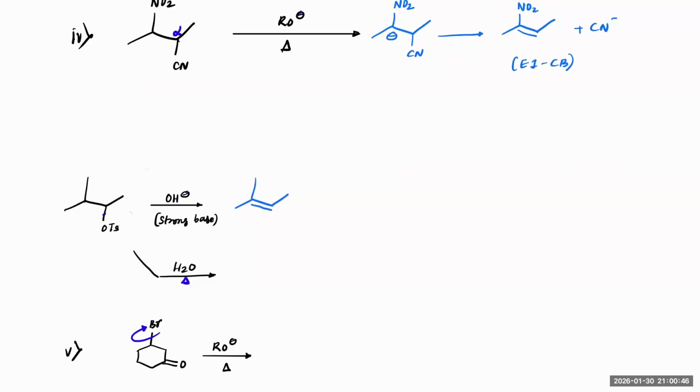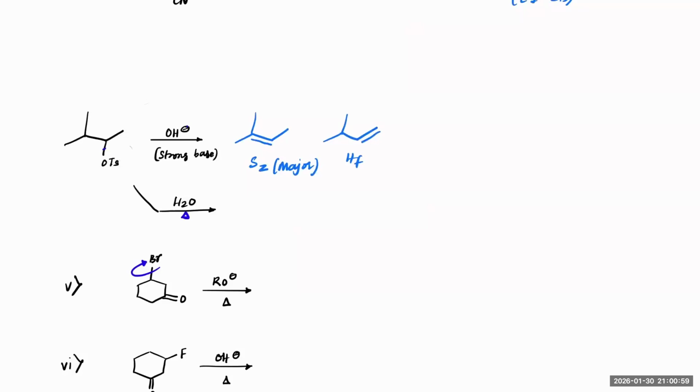Next one. If you have OTs, which is a very, very good leaving group, an excellent leaving group, and you have a strong base, chances are we'll get two types of alkenes here. One is a Saytzeff, one is a Hofmann. Now this is the major product here, because OTs is an excellent leaving group.